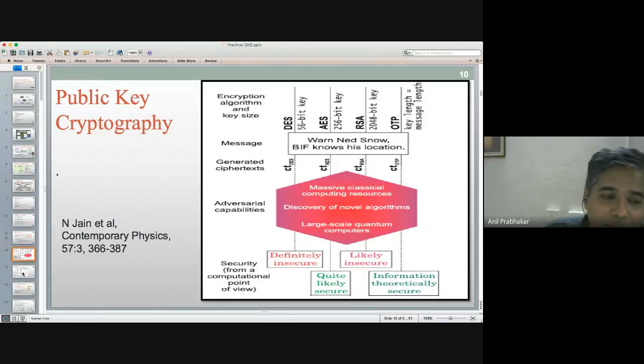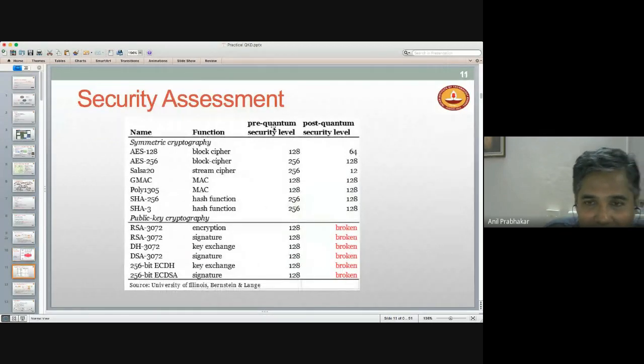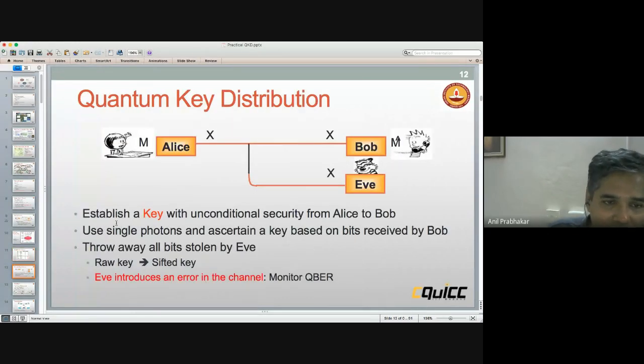And again, the one-time pad is limited by its key rate because the key length has got to be equal to the message length. So this is an assessment of the security that you have. And it will tell you that in the post-quantum security level, a lot of these keys will be broken. And in the pre-quantum and post-quantum, there is a definite difference. And of course, one can argue that you can keep making your keys longer and longer. But as an alternate, you can also do quantum key distribution.